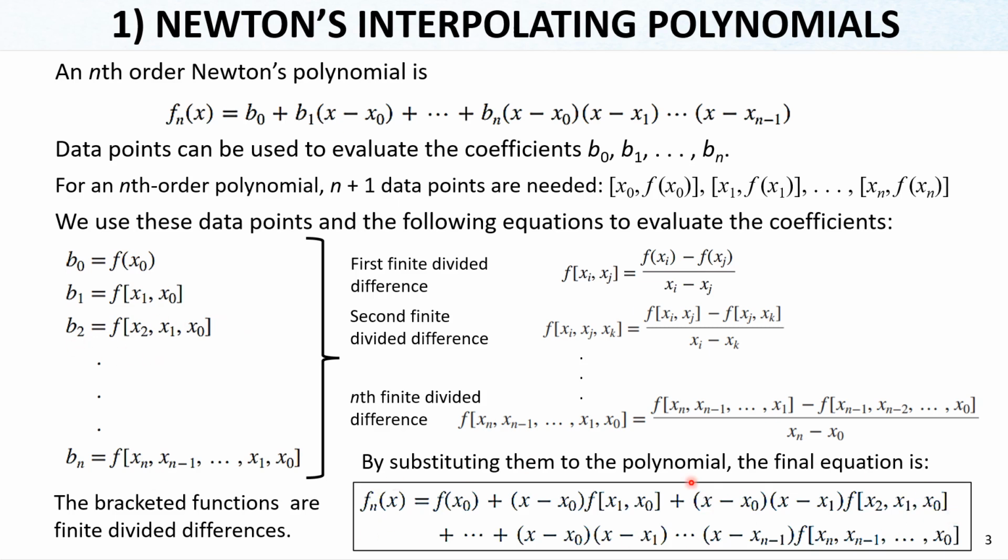By chopping from here, for instance, we can have a linear interpolation. If you chop off from here, remove the rest, then you will have a second order polynomial, etc. And you can fit them to the data by using this formulation. Let's see how we do that in the next slide.